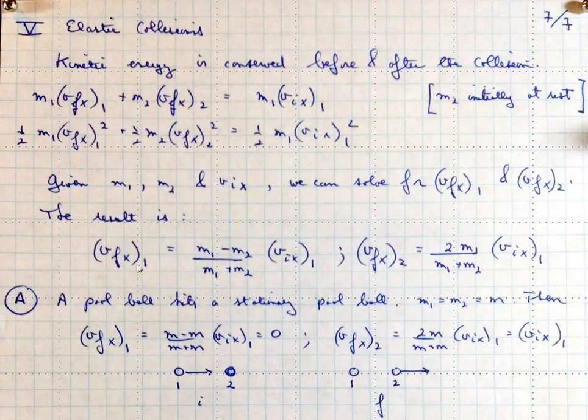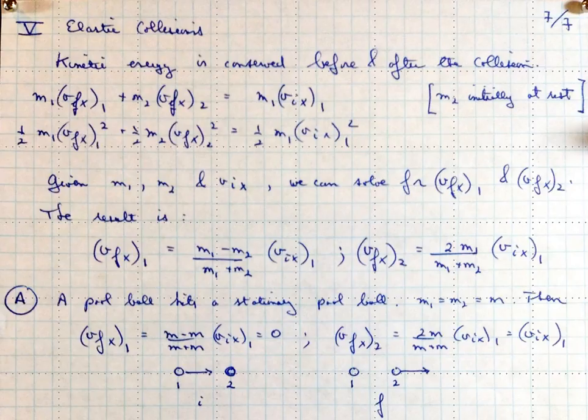And the result is Vfx1, the final velocity of mass 1, is (m1 minus m2) over (m1 plus m2) times the initial velocity of mass 1, Vix1. And the final velocity of mass 2, Vfx2, is 2m1 over (m1 plus m2) times Vix1, the initial velocity of mass 1. So if you'd like an exercise in algebra, you can derive these equations on your own. Otherwise, you can just take them as given.